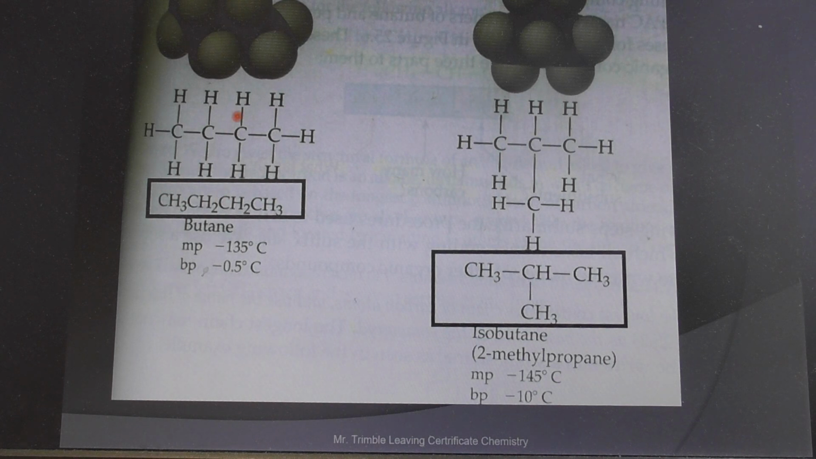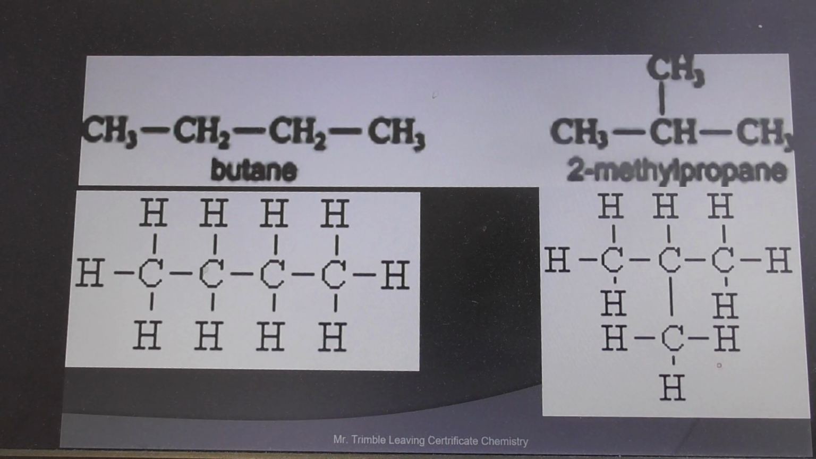Both of those are C4 if you count them, 1, 2, 3, 4, and count up all the hydrogens, you will have 10 hydrogens in both of them. Look even at their chemical properties. Melting point and boiling point are not identical. So the layout of atoms does make a difference in the chemical and physical properties. There's a straight line and there's a branched shape, which is why we need to be quite clear. So there are the structural isomers, butane.